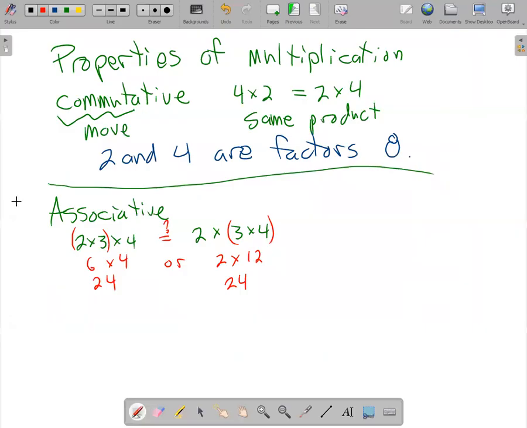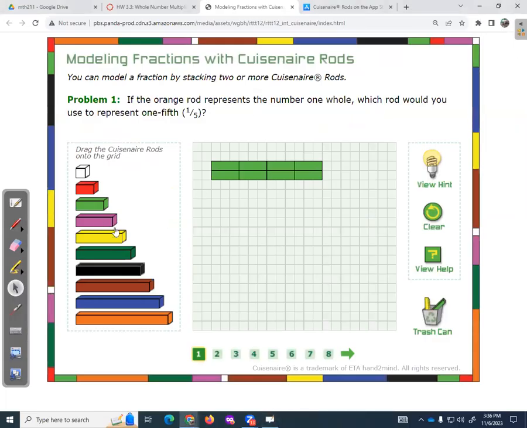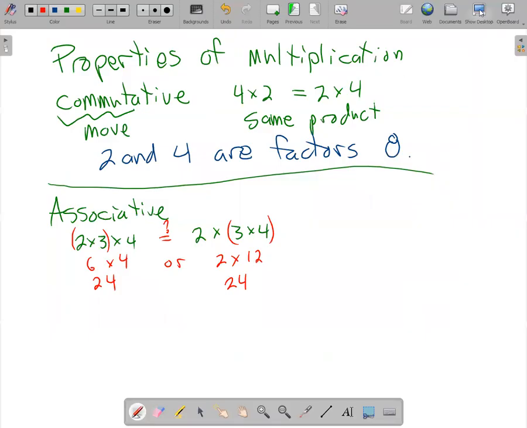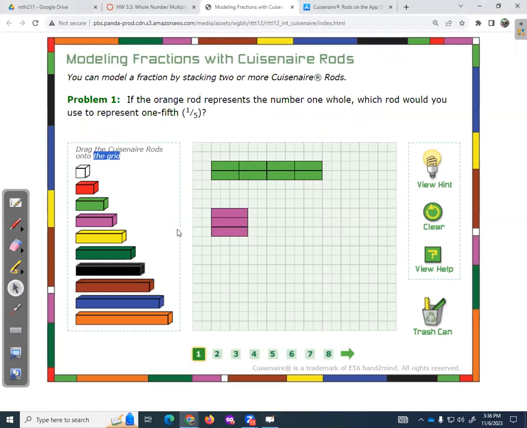Looking at it the other way, I've got to show 3 groups of 4 and then 2 of those. So here's a group of 4. And let's say I want how many? 3 of those. And then we want 2 of those. And then the question is, is this really the same amount of stuff?